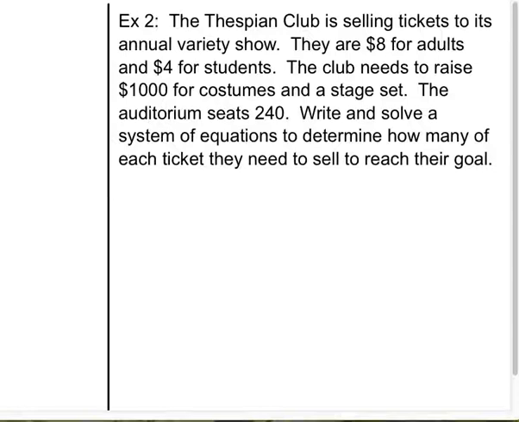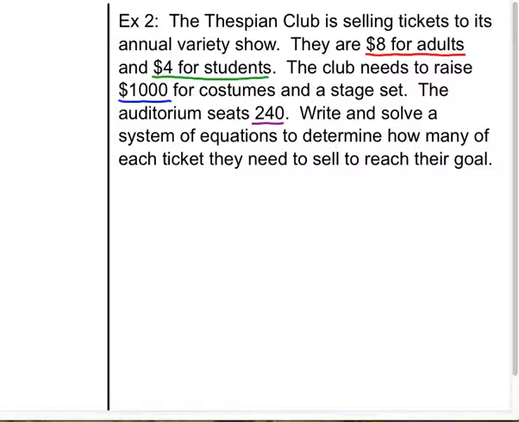Alright, so here's our word problem. We're selling tickets, and they cost a different amount of money for adults or students. We need to raise at least $1,000 in order to make costumes and our stage set. And we have 240 tickets that we can sell. So first of all, I'm going to pull out the information. Obviously, important information would be the fact that tickets cost a different amount for adults and students. We also want to make sure that we meet our goal. And we have some constraints here. We can only sell 240 tickets. So that's the essential information.